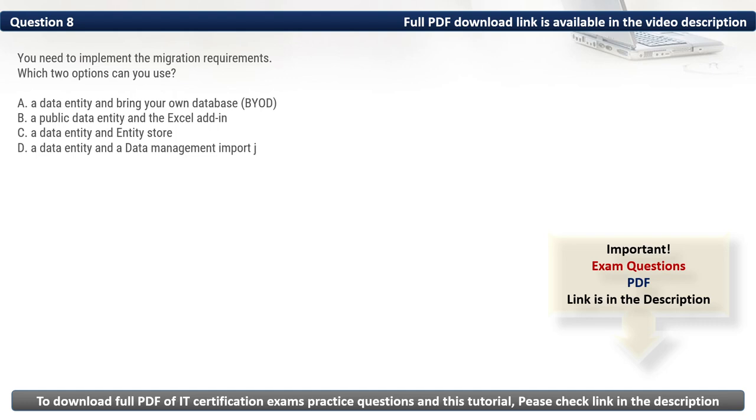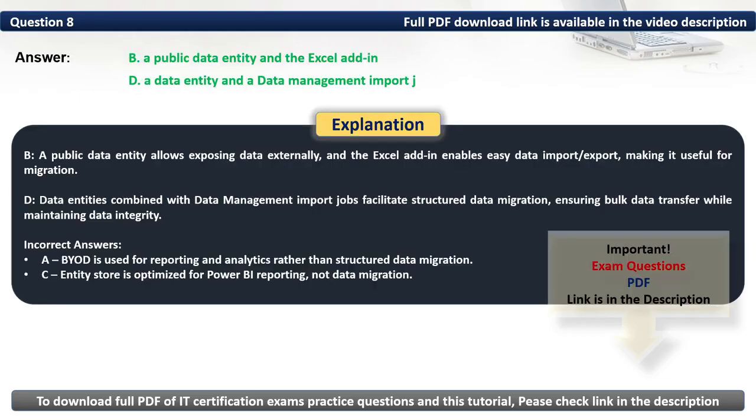As such, the two options that we can use are a public data entity and the Excel add-in, and a data entity and data management import jobs. Thus, the correct options are B and D. About the options, B. Public data entity allows exposing data externally, and the Excel add-in enables easy data import/export, making it useful for migration. About D. Data entities combined with data management import jobs facilitate structured data migration, ensuring bulk data transfer while maintaining data integrity.